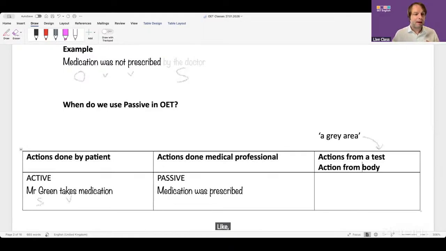Like, if my blood pressure increases, is that the patient action? It sounds strange to say like that, right? It's the action of the body. So what do we use usually for actions of the body, guys?